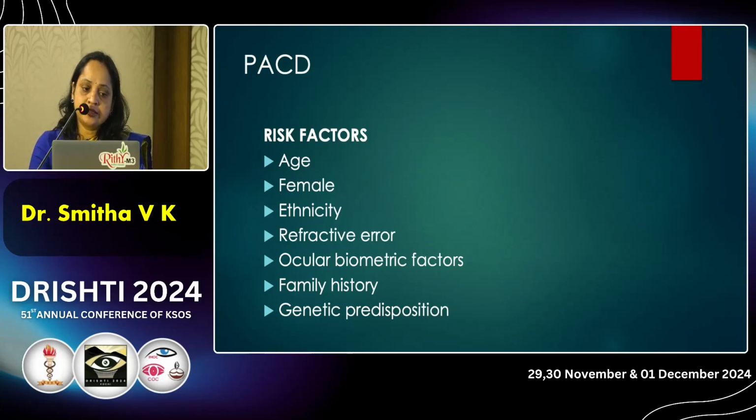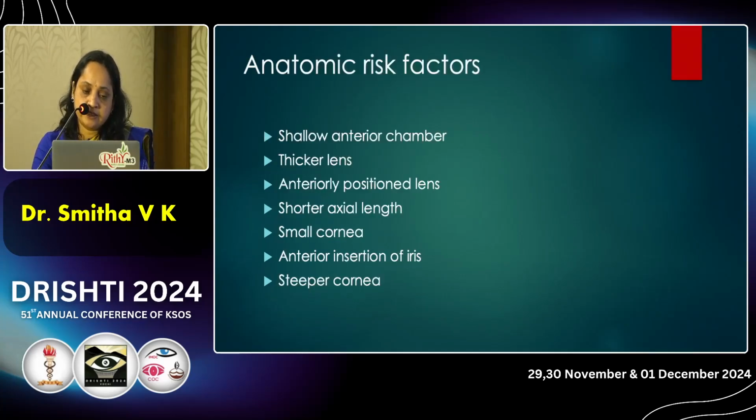The risk factors include age. With increased age, there is increase in the lens thickness and there is forward movement of the lens, which results in angle closure. Females are more prone to angle closure disease, and hypermetropes are more likely to have angle closure. The Southeast Asian population is at more risk. And if there is a family history of angle closure, there is high risk. The ocular biometric factors include shallow anterior chamber, thicker lens, anteriorly positioned lens, shorter axial length, small cornea, anterior insertion of the iris, and steeper cornea.